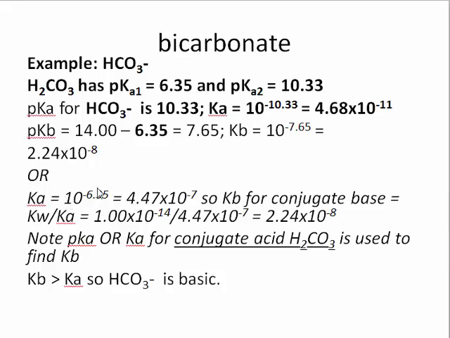Equivalently, Ka is 4.4 times 10 to the negative 7. So Kb for the conjugate base is Kw over Ka, 1 times 10 to the negative 14 over 4.4 times 10 to the negative 7, or 2.24 times 10 to the negative 8. What we have illustrated here is two ways to determine the Kb of bicarbonate. Notice that you must use the pKa or Ka of the conjugate acid, H2CO3, to find the Kb.